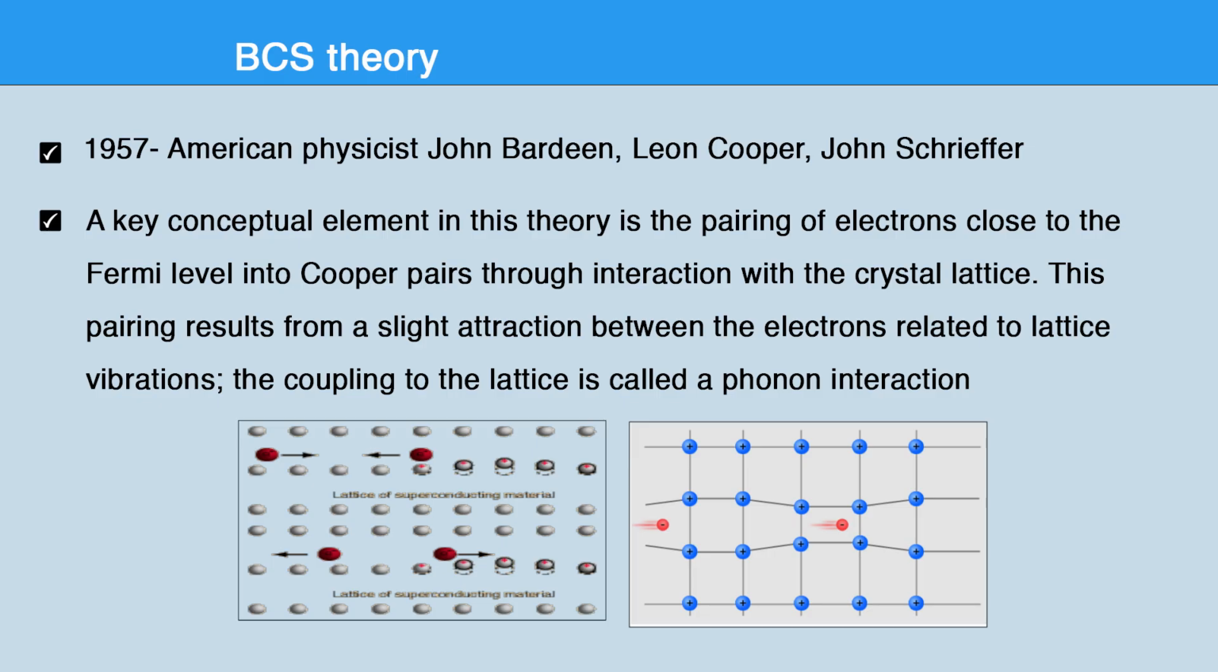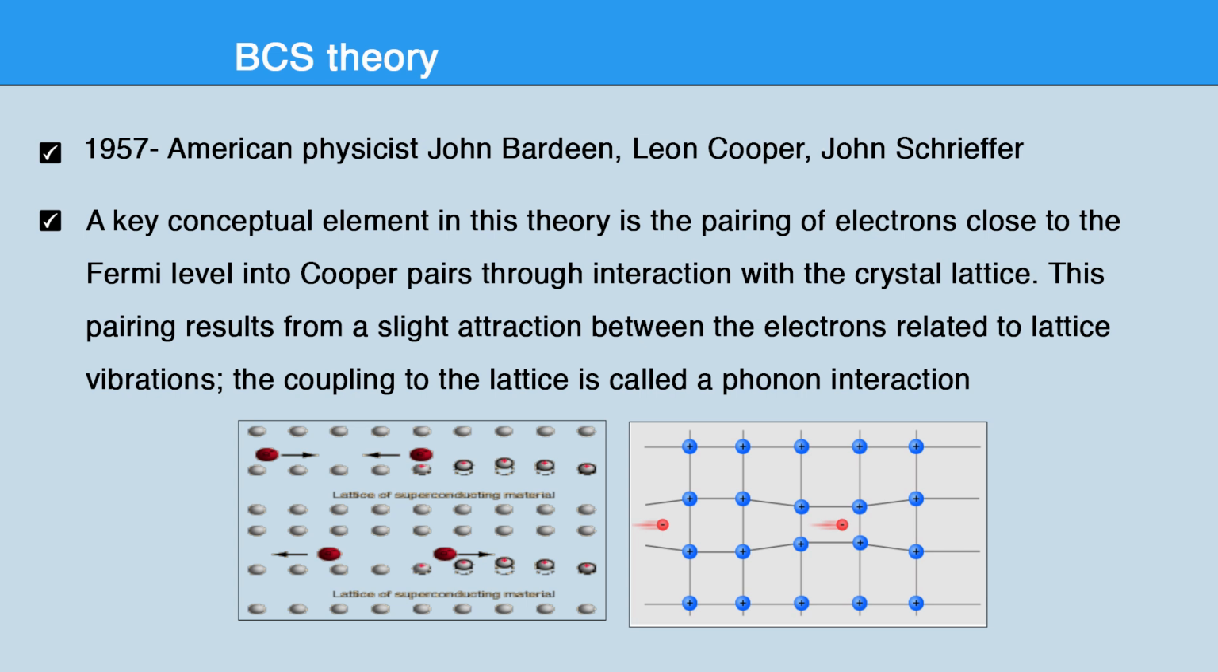Next topic is the BCS theory. BCS theory is named after John Bardeen, Leon Cooper and Robert Schrieffer. It is the foundational theory explaining the phenomenon of superconductivity in conventional superconductors. Developed in 1957, it provides a microscopic understanding of how and why materials can conduct electricity without resistance at low temperatures.